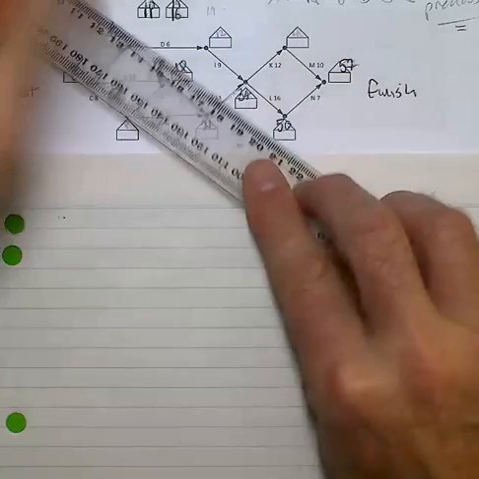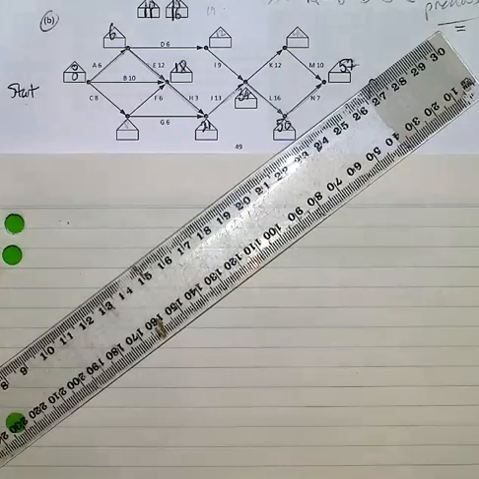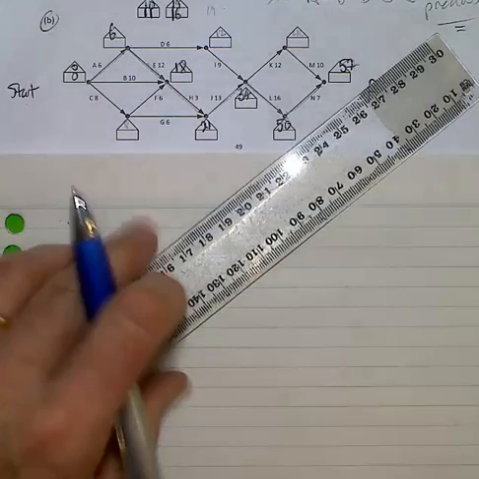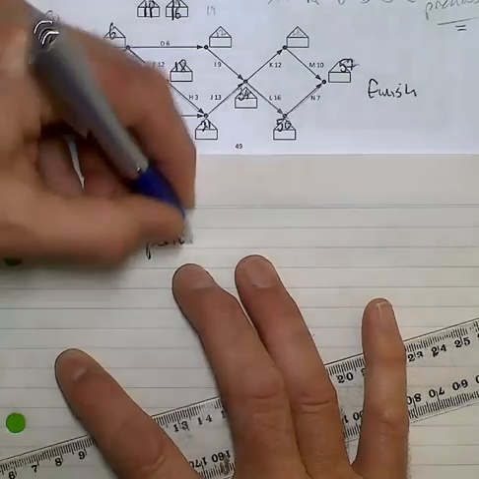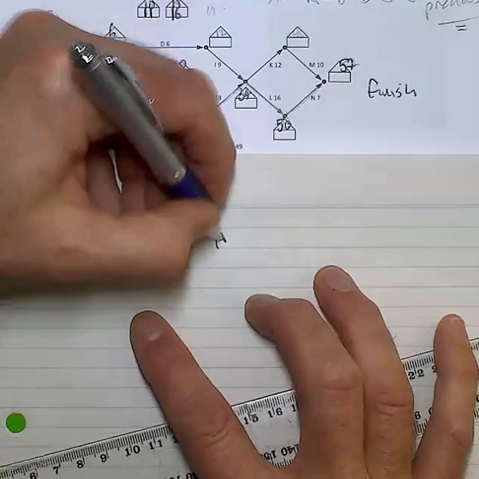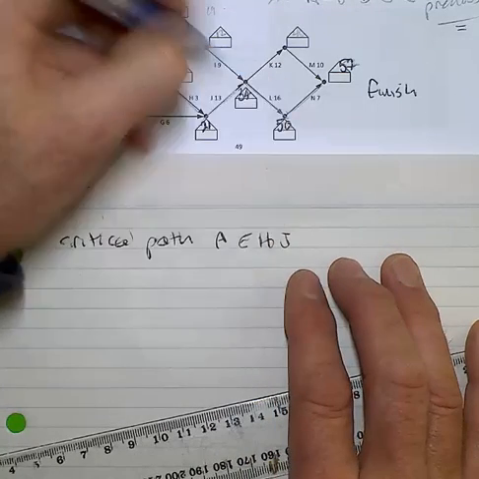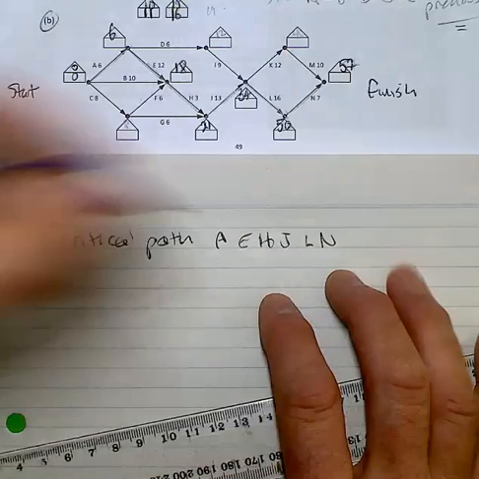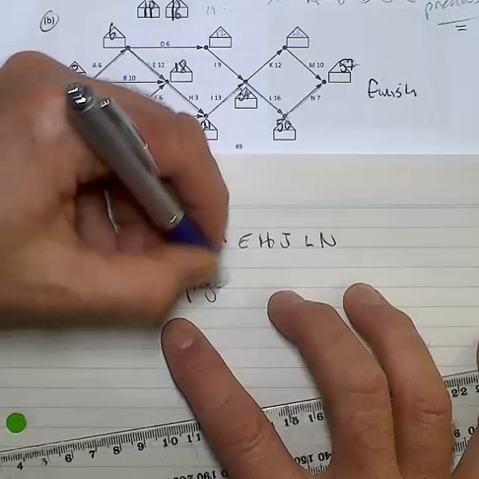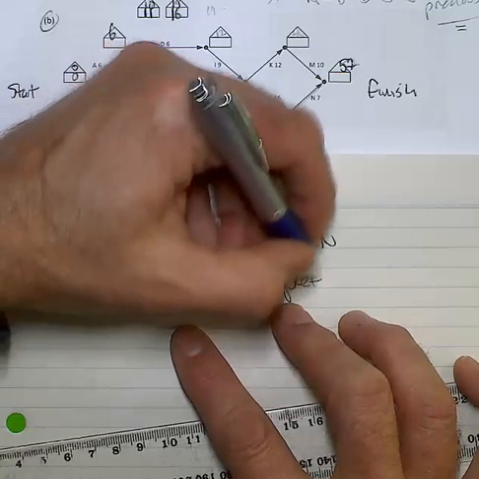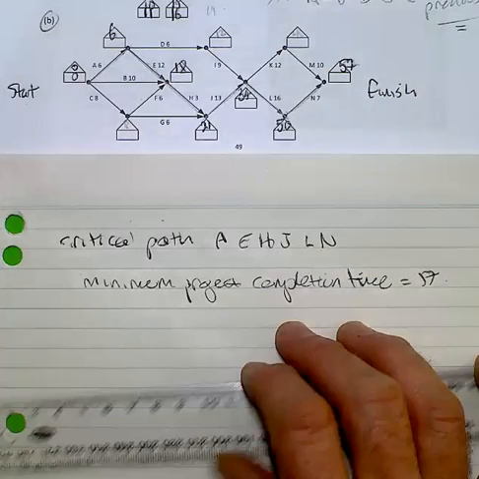Write it down along with the time. So I've forward scanned, or used the process of forward scanning, to find the critical path. That's A, E, H, J, L, and N. And minimum project completion time, that's going to equal 57 days or units or whatever.